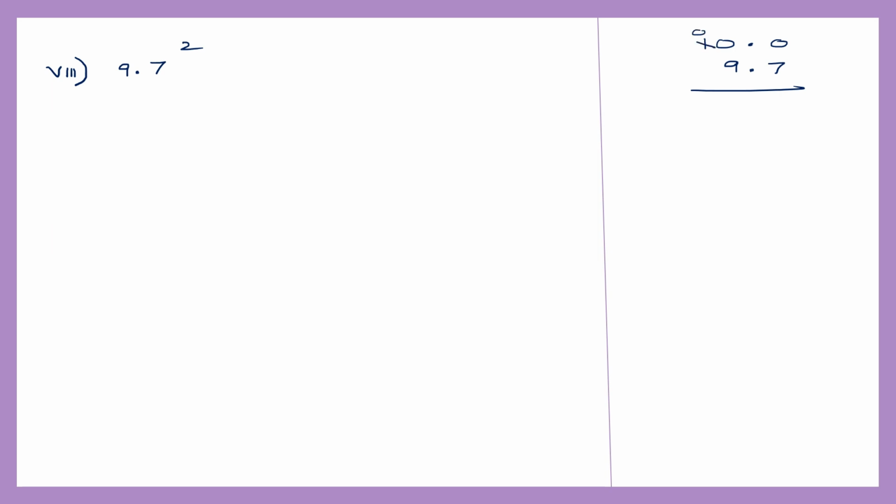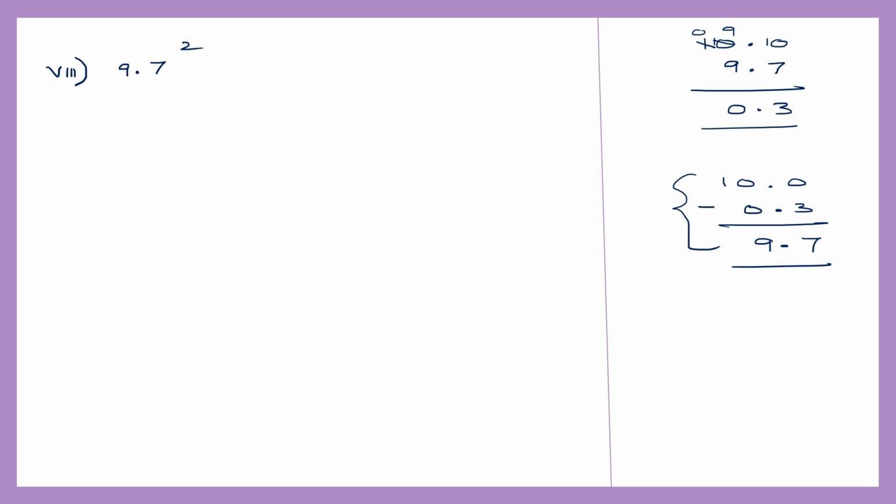So let me subtract this and see how much I need to reach 10. So this is 0, 10, 9 and 10. 10 minus 7 is 3 and this is 0. That means 0.3. If I add 0.3 to 9.7, I will get 10. Or if I take 10 and subtract 0.3 from this, I will get 9.7. So let's use this. So this will be 10 minus 0.3, and what is that? 9.7.